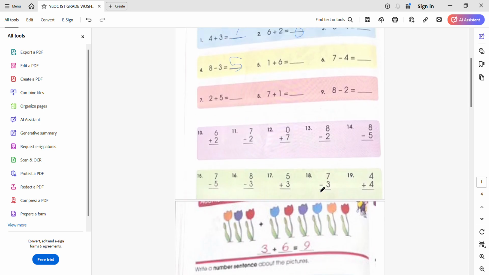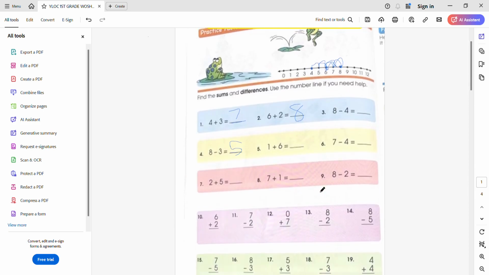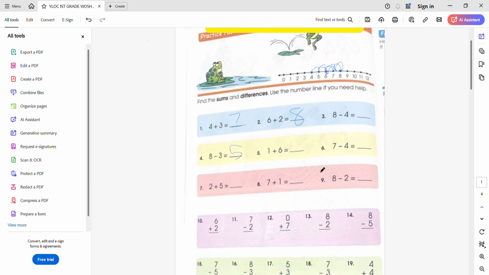Just like that. And then number 10, 6 plus 2, but it's formatted vertically. So we would need to do the same thing. And if you don't need help from the number line, you can just do it with your head or use your fingers. 6 plus 2, if you add 2 fingers, you get 8 fingers left. So 8 will be your answer.